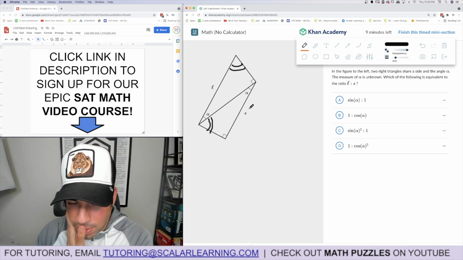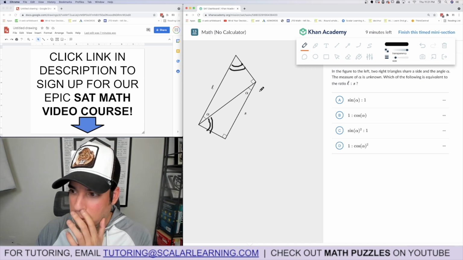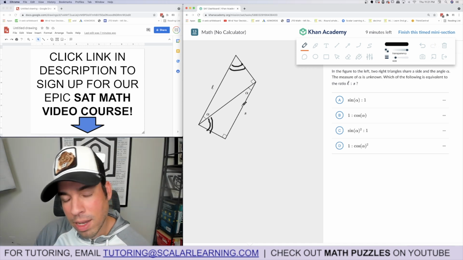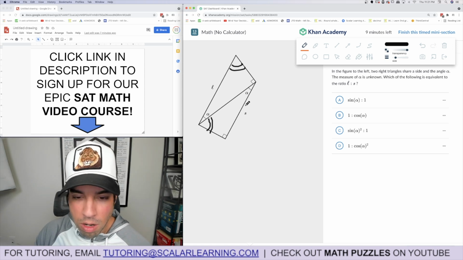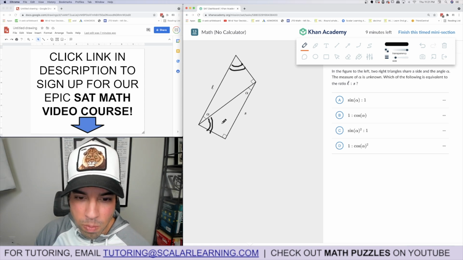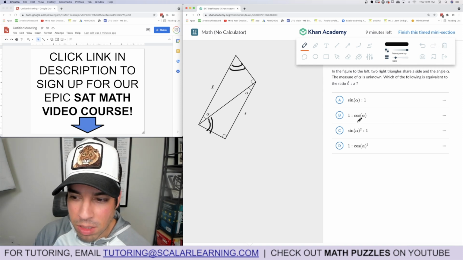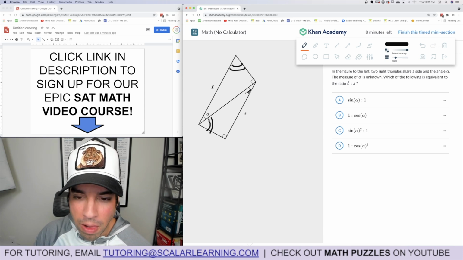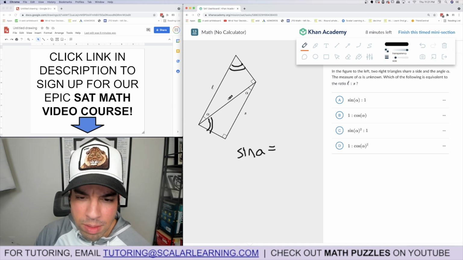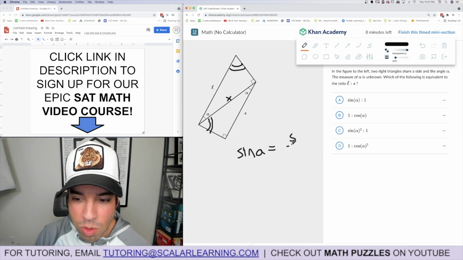Wait a minute, I gotta think about this. All right, hold on. One second. So which of the following is equivalent to the ratio of L to S? Okay, let me think about how to do this. So if I said alpha, I'm feeling like cosine is going to be in the mix because cosine is adjacent over hypotenuse. So I can say down here, sine of A equals, and I'm going to call this side here X. That's the side that they share. Sine of A equals S over X.